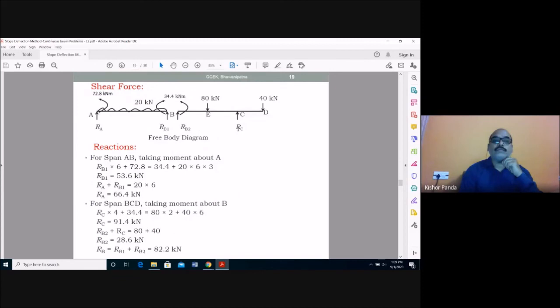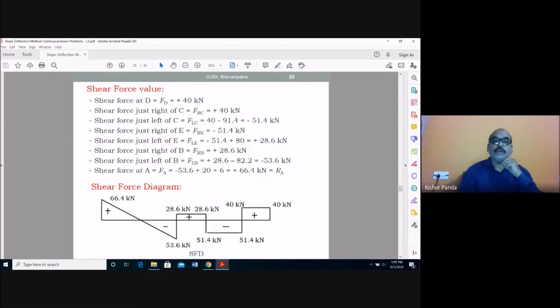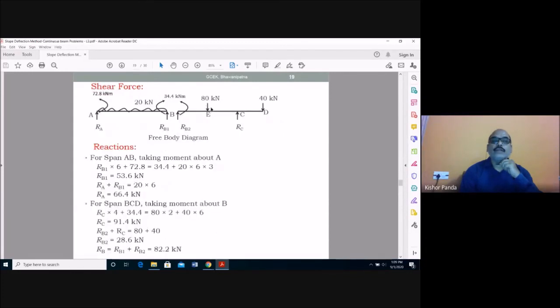Due to this upward reaction, the shear force decreases, and the value is minus 51.4. This is the right side, and this is the left side of C. Minus 51.4 is a downward direction. Don't write negative here, because this side is negative and this side is positive. On the positive side you give the positive value, and on the negative side you give the negative value. So this is 51.4 kilonewton left of C. Then right of E is also the same. It remains constant. Right of E means here. Then left of E.